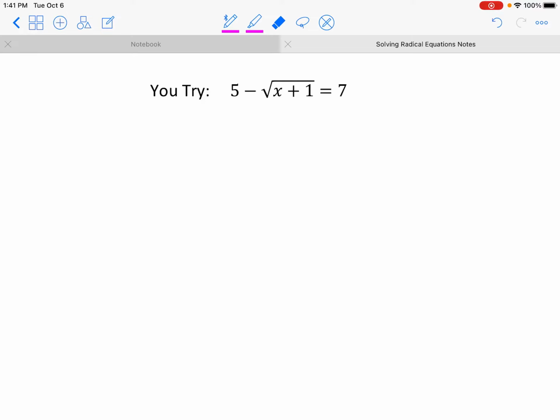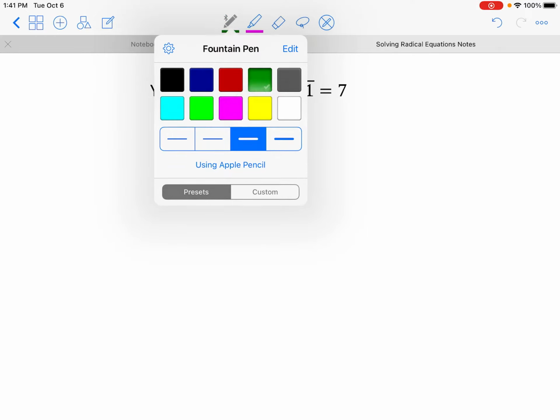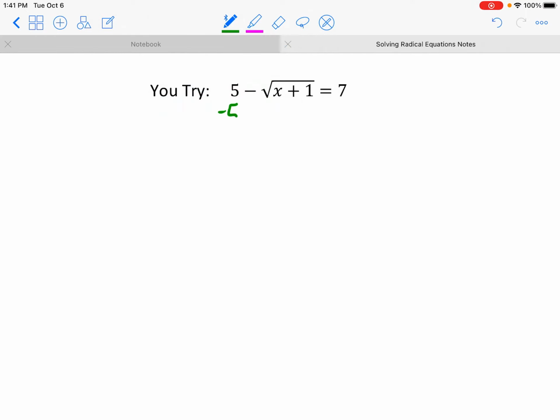This is a good spot for you to pause the video and give this a shot. Otherwise, let's see. We want to get the radical alone. So I'm going to get rid of this 5 over here by subtracting it. It's a positive 5, so I'll subtract. So I have the negative square root of x plus 1 equal to 7 minus 5, which is 2.